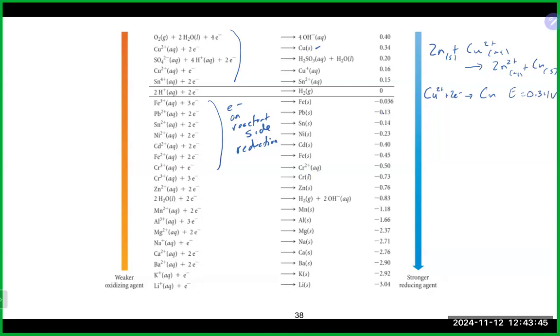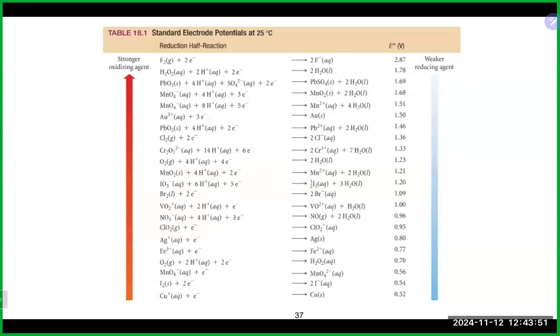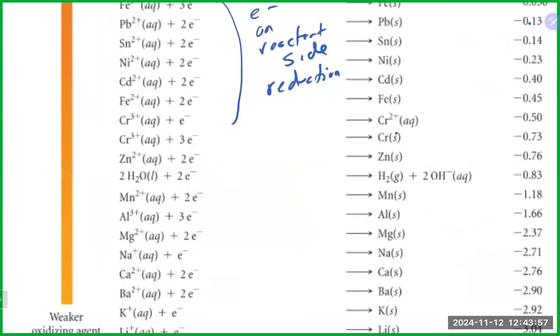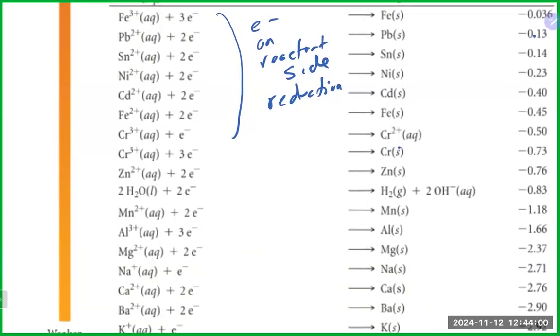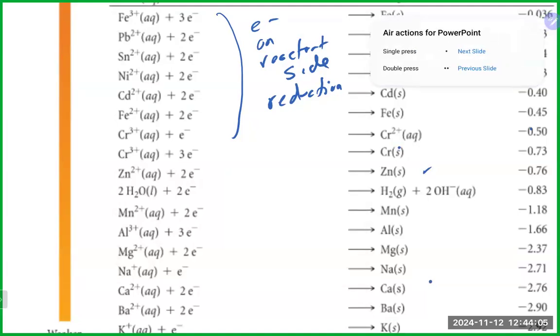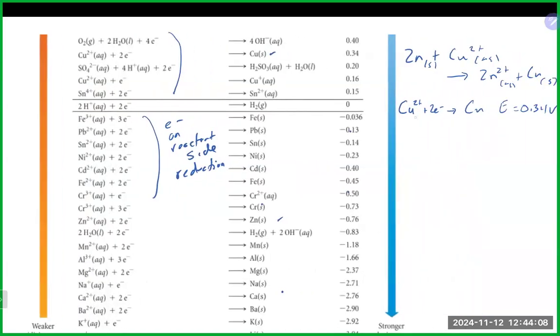Now, if we find our zinc, is my zinc on this page or the previous page? I feel like it's previous, perhaps. Let me go back. There's my zinc. And there's the zinc, as we just saw, going to be minus 0.76. So if we look at the zinc reaction here, minus 0.76 volts.